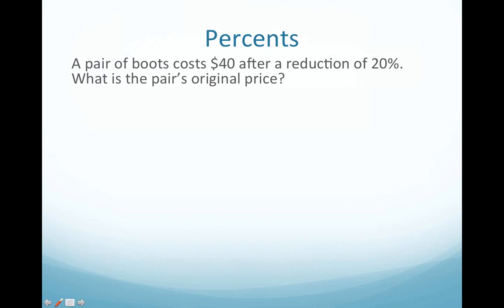Okay, now here's another problem here. It says a pair of boots cost $40 after a reduction of 20%. What is the pair's original price? Okay, so what we do on this type of problem is we'll start off with, okay, we've got a base times a rate equals an amount. Okay, so that's the way we look at this problem.